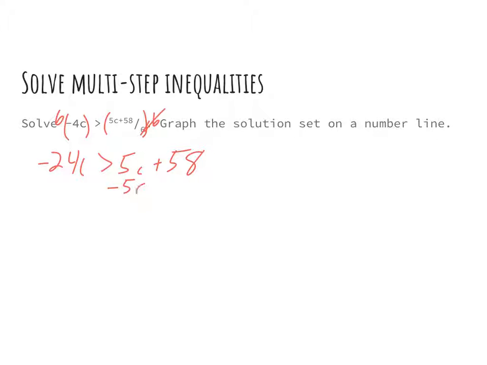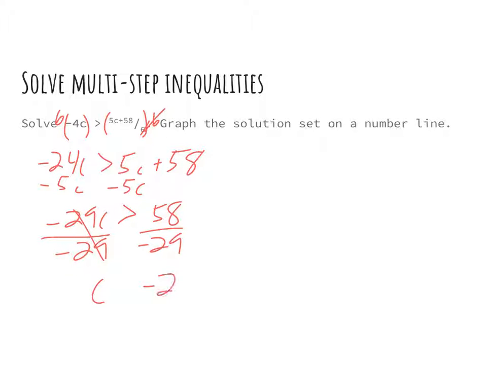Okay. From there, subtract 5c from both sides. I get negative 29c is greater than 58. Divide both sides by negative 29. And I get c and negative 2 divided by a negative, so I have to flip the inequality, so I get c is less than negative 2.